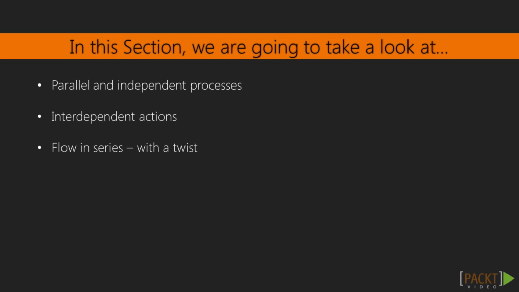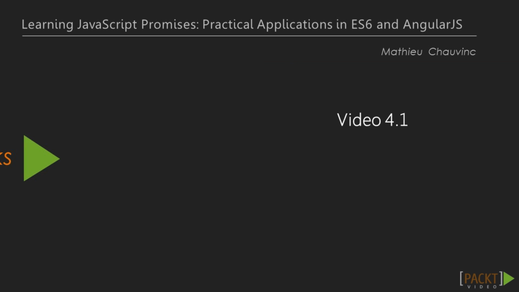We are going to start with a case where we have several asynchronous actions running in parallel. This will be pretty straightforward. In the next video, we will see a really great tool which allows us to run processes in parallel, but wait for all of them to be complete before moving forward. Finally, we will look at a series flow, but with a twist this time, since we will, on the fly, define how many asynchronous processes we will run in series.